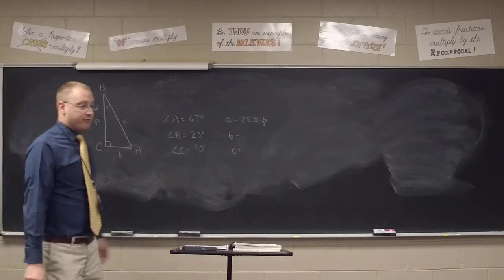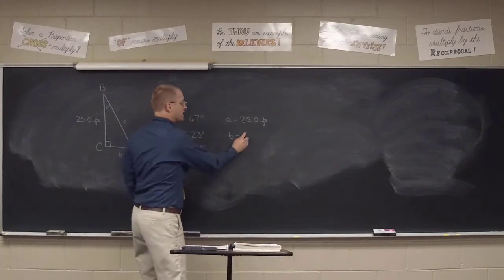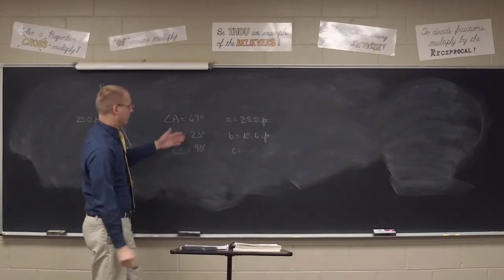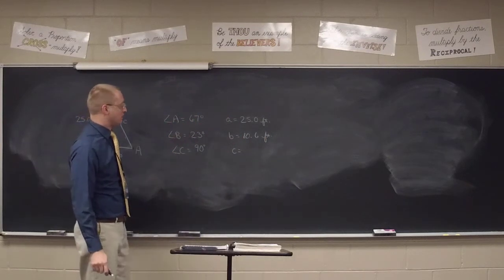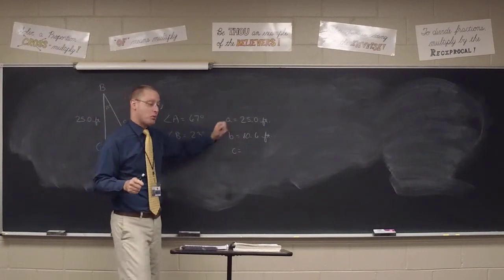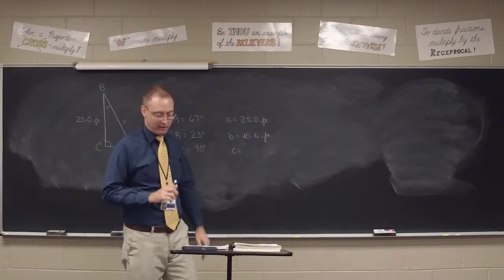All right, what do we get for side B, Ethan? 10.6 feet. Good, 10.6 feet, which is a little less than half, right? Well, this is quite a bit smaller, so that makes sense. We get something very small. Now, I do know side C has to be the biggest, right? So it's got to be bigger than 25, but smaller than like 35. So somewhere between 25 and 35.